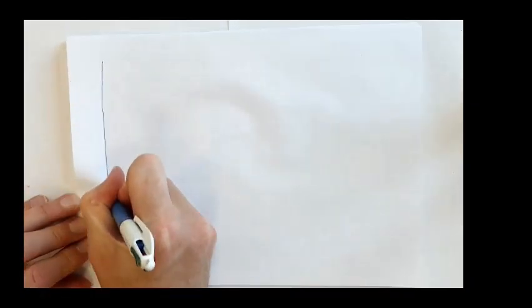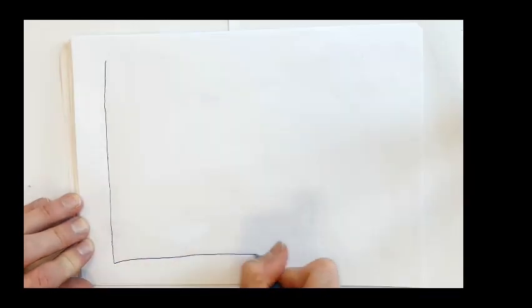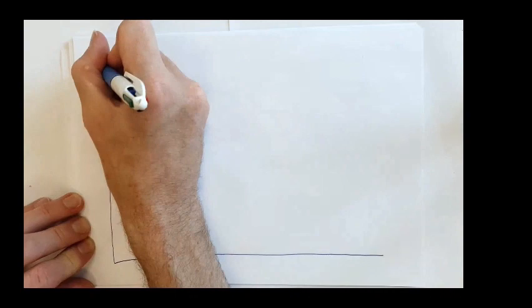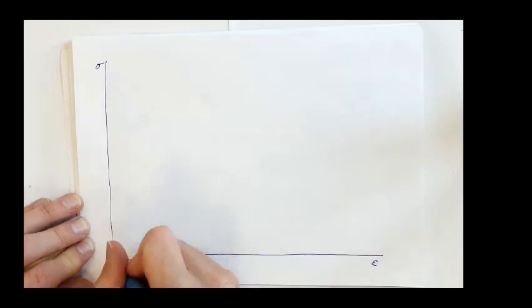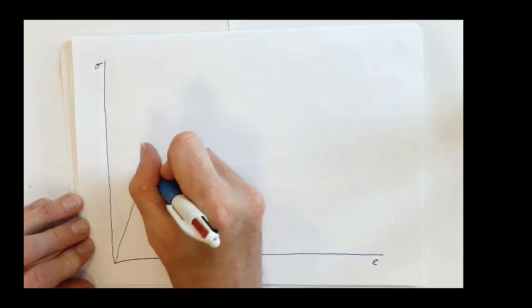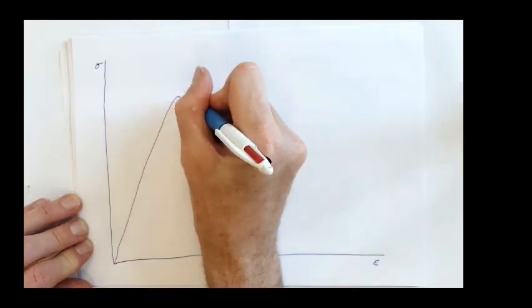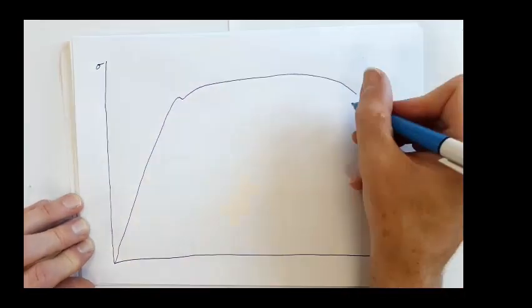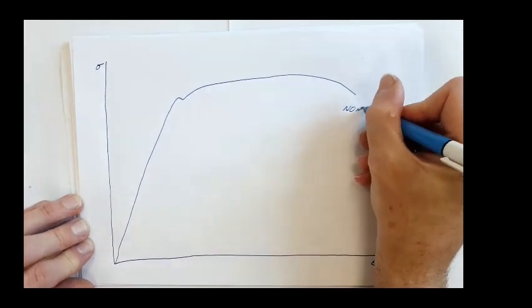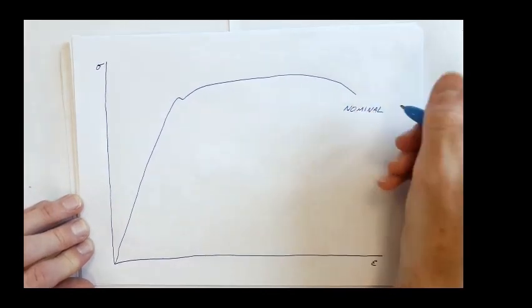Let's find a clean sheet of paper. If we were to plot stress against strain, our nominal stress strain curve, the one that we've just drawn, looks something like this. So that is nominal stress.